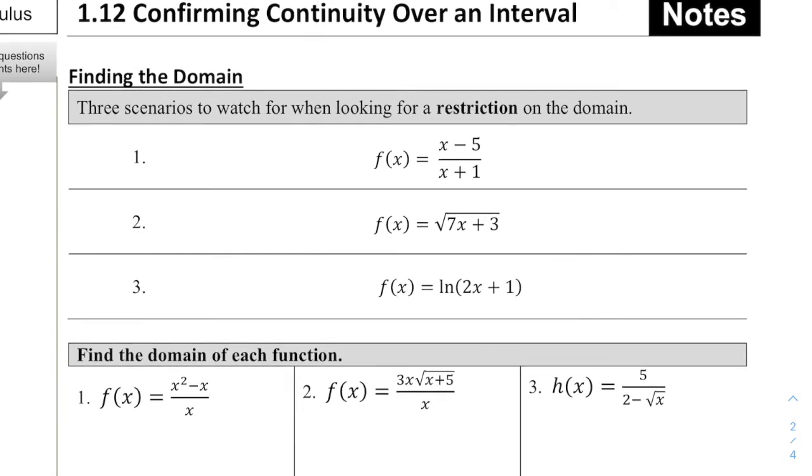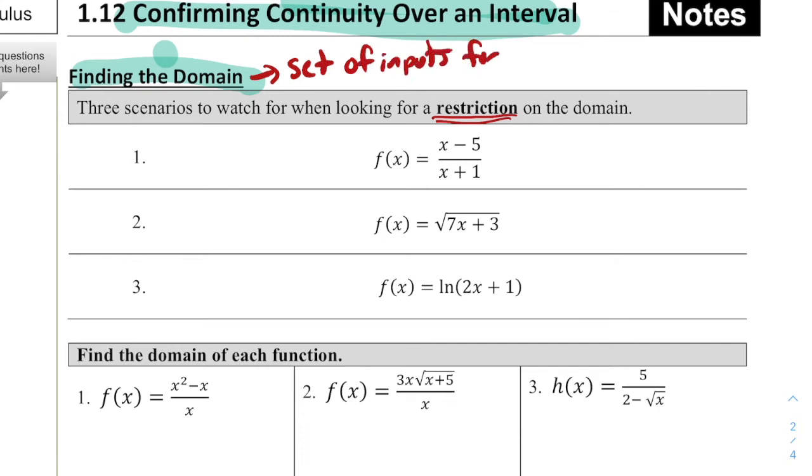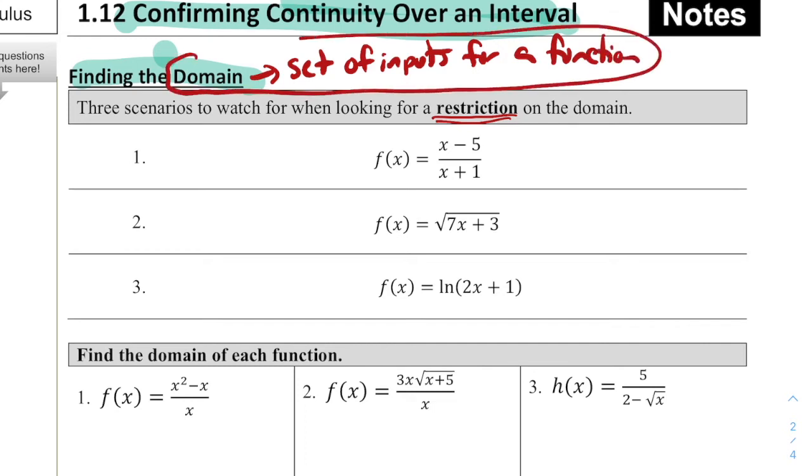Finding the domain. So if we're going to confirm continuity over an interval, we're going to need to think about what the domain is going to be for a particular function. And in this case, there are three scenarios to watch for when looking for a restriction on the domain. So these are cases where we might have some limitations on the input of a function. Remember from last year that the domain is the set of inputs for a function. Right? And range would be the set of outputs for a function, but the domain is the set of inputs for a function. So if we're thinking about restrictions on the domain, we need to think about some cases where a function, we wouldn't be able to plug in particular values.